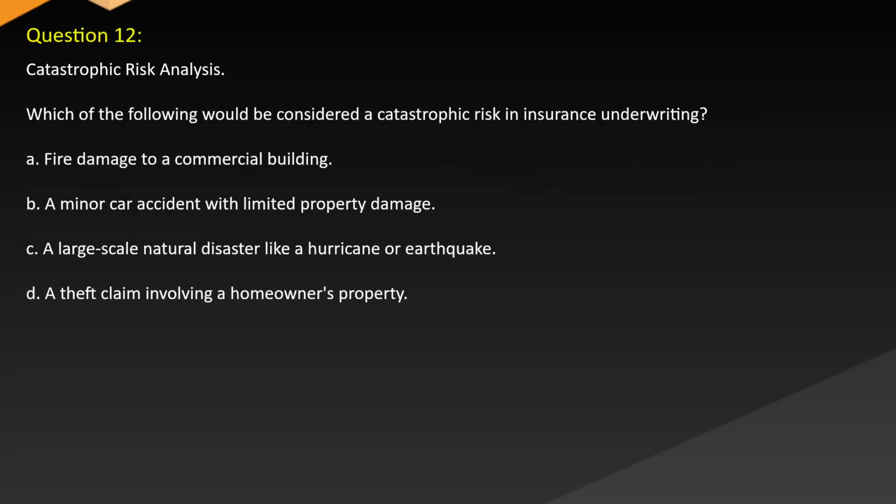Question 12. Catastrophic risk analysis. Which of the following would be considered a catastrophic risk in insurance underwriting? A. Fire damage to a commercial building. B. A minor car accident with limited property damage. C. A large-scale natural disaster like a hurricane or earthquake. D. A theft claim involving a homeowner's property.